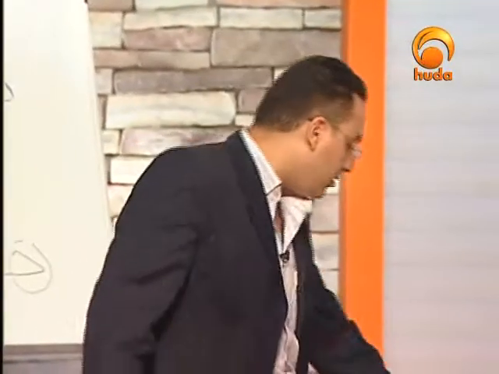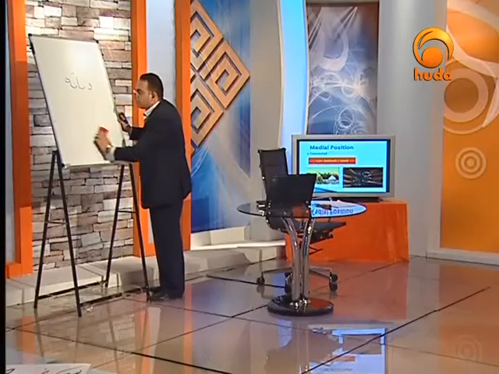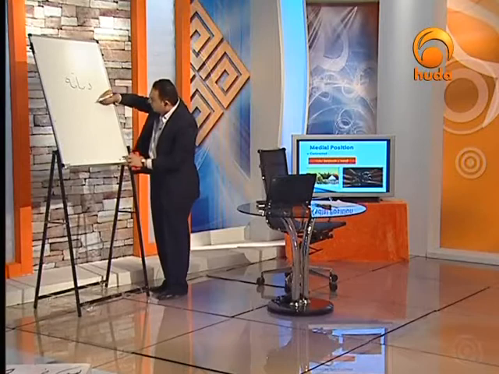Right. Now let's move on to the second part, which is when it comes in the medial position. Now, sometimes we can say it's connected. Sometimes, like for example, when we say bidra. Let me just write that here. It's bidra. It's a seed. Right. Something like that. So here it is.